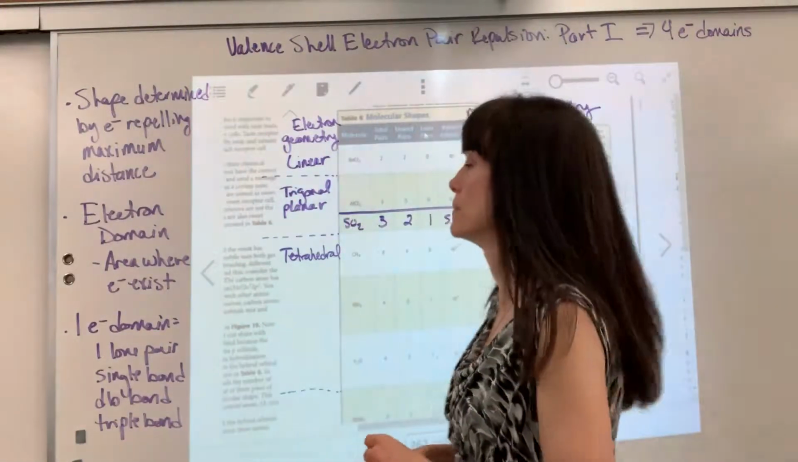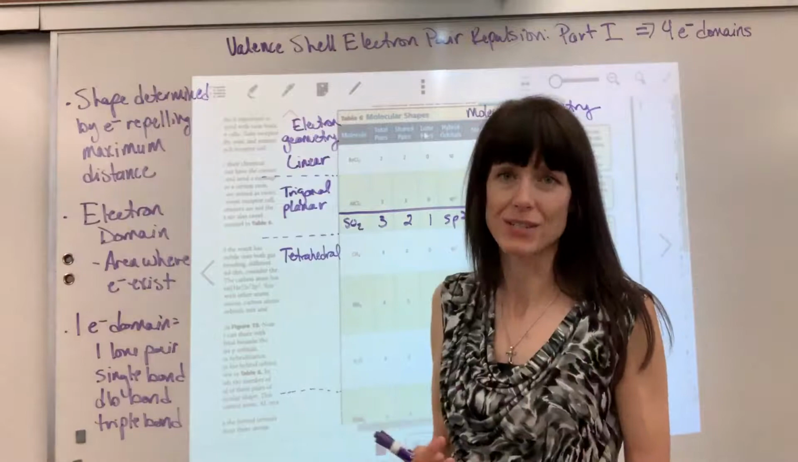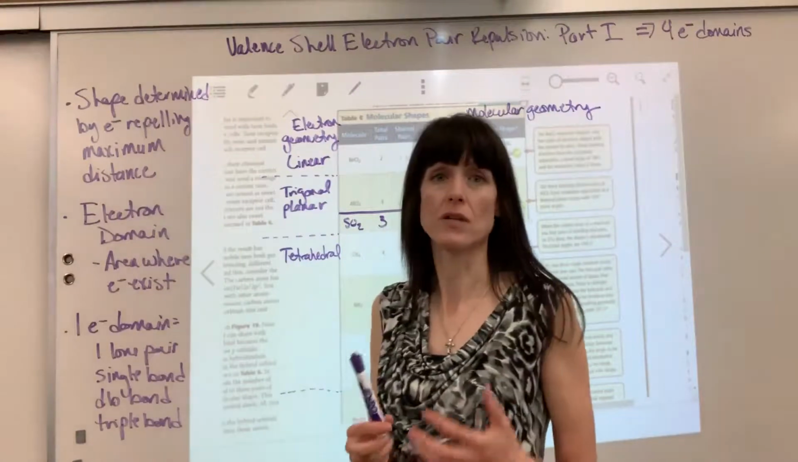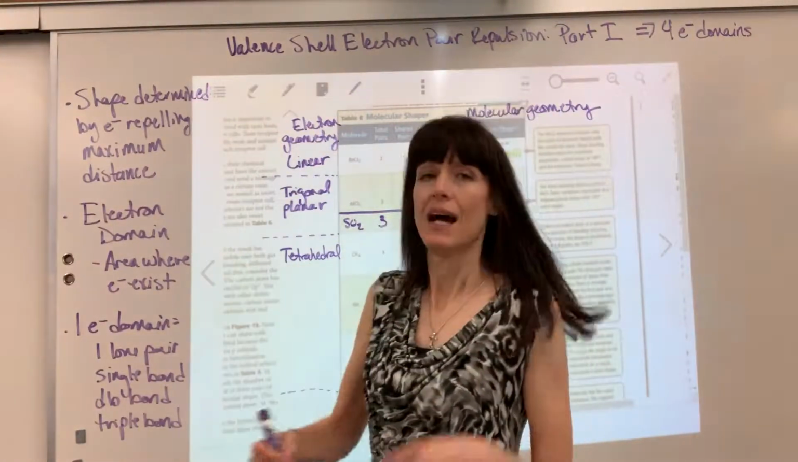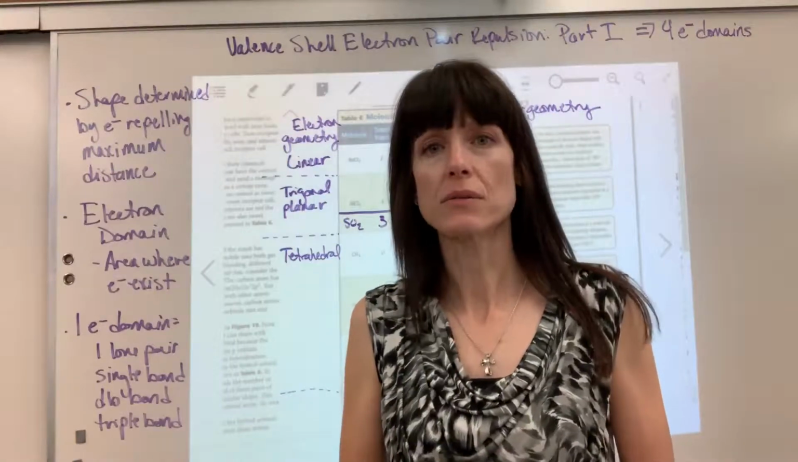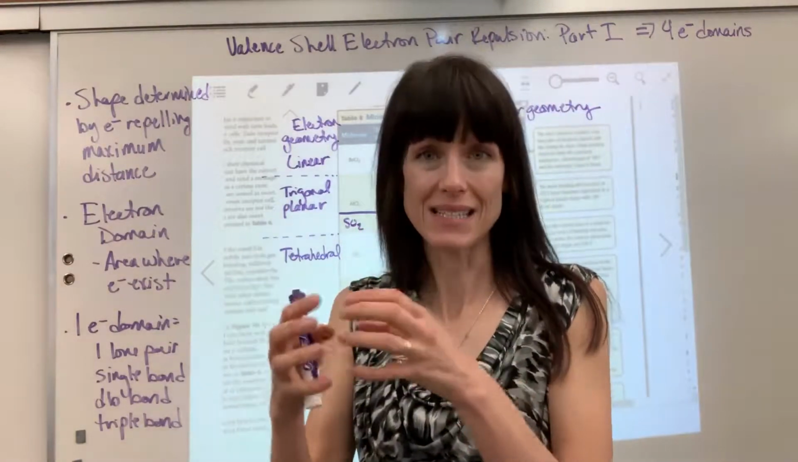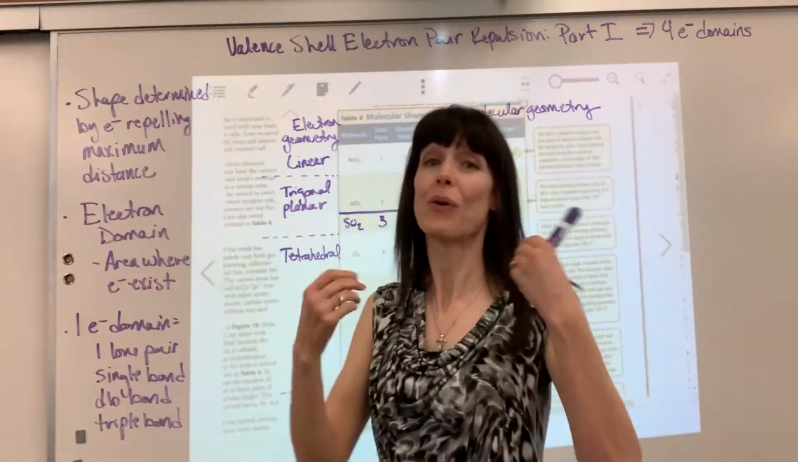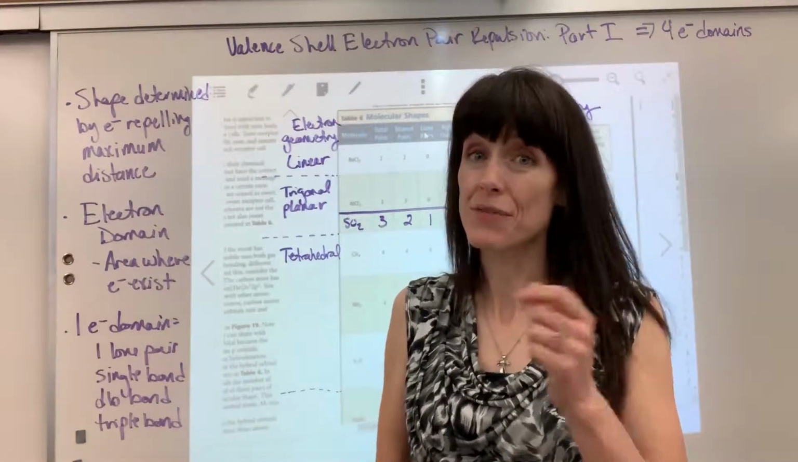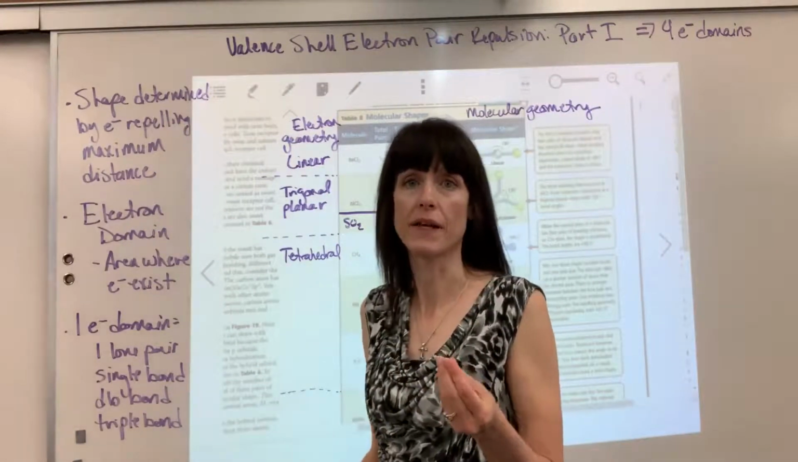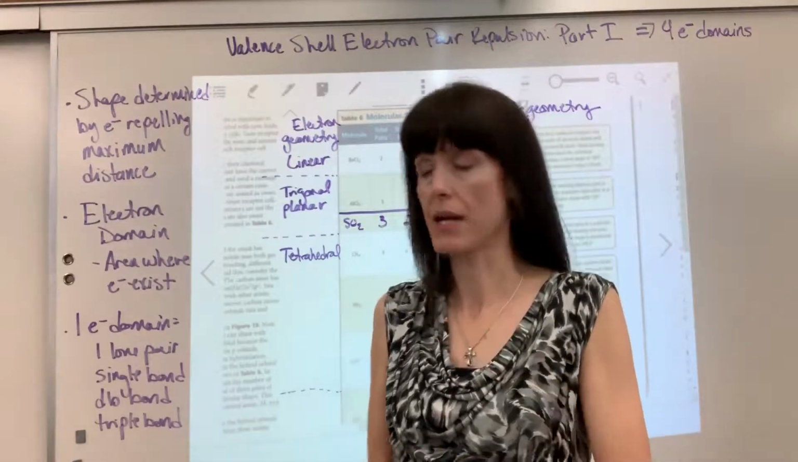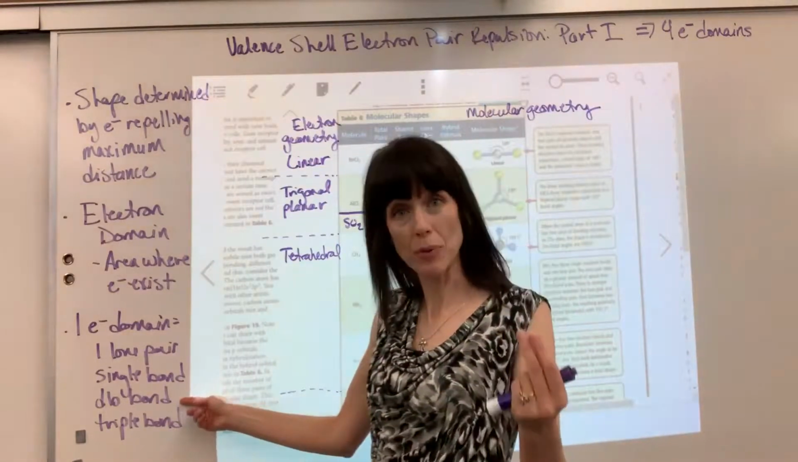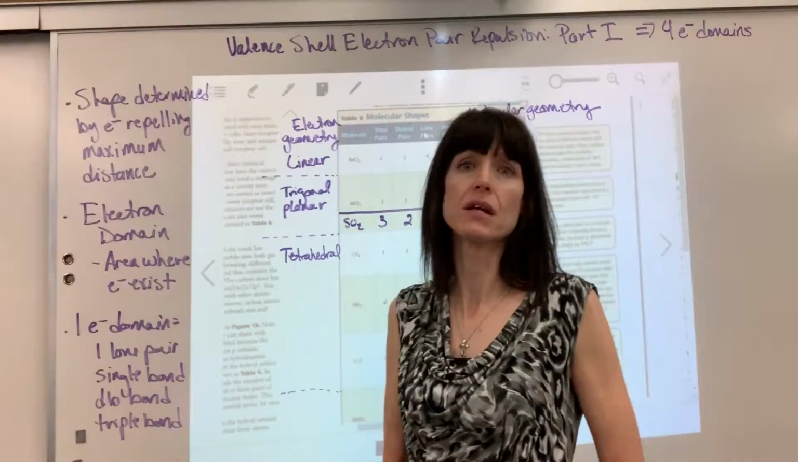So let's look at the information that you need about this. Again, we can determine the shape based on electrons repelling a maximum distance. Next, I've used the term electron domain. An electron domain is anywhere where there's a density where electrons exist. So I just put area where electrons exist. Now what qualifies as an electron domain might be a little bit different than what you think. So a lone pair, that's when you have 2 electrons sitting on top of an atom. A single bond, that's an area where electrons exist. Likewise, a double bond and a triple bond are also considered electron domains.